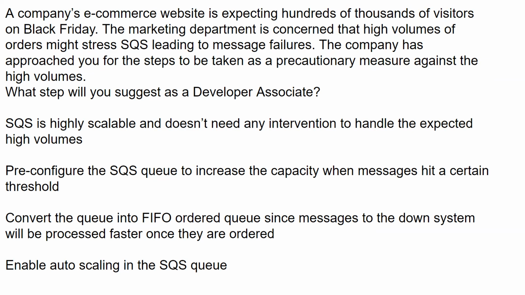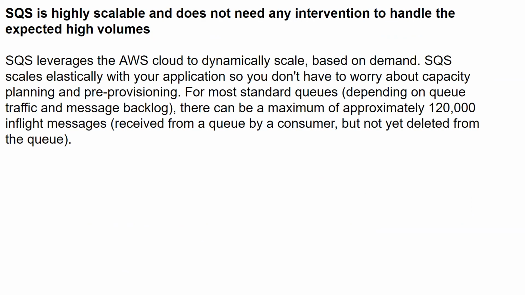SQS is highly scalable and doesn't need any intervention to handle the expected high volumes. Reconfigure the SQS queue to increase the capacity when messages hit a certain threshold. Convert the queue into FIFO ordered queue, since messages to the downstream system will be processed faster once they are ordered. Enable auto scaling in the SQS queue. The answer is: SQS is highly scalable and does not need intervention to handle expected high volumes.